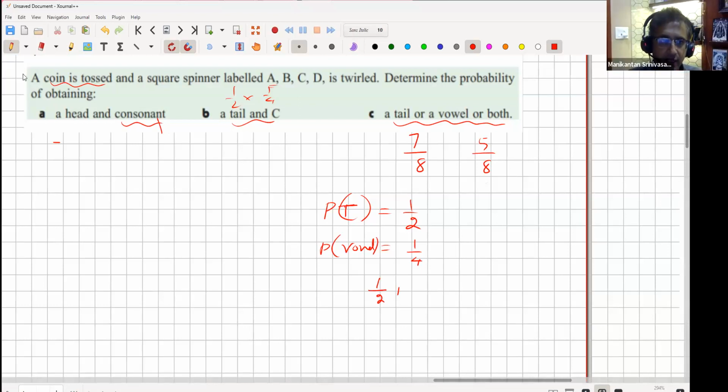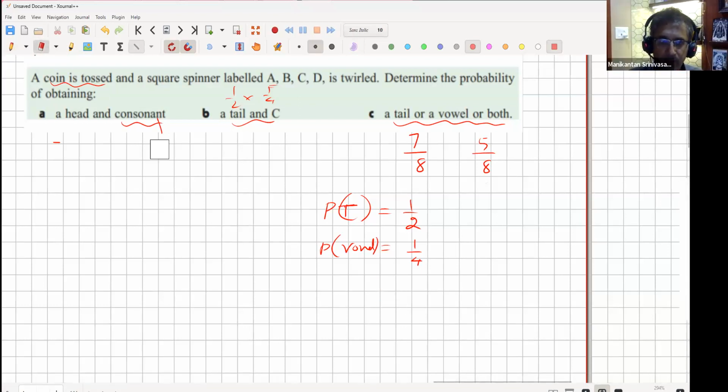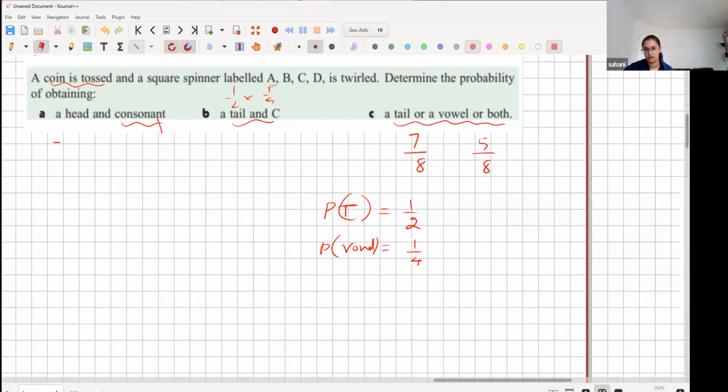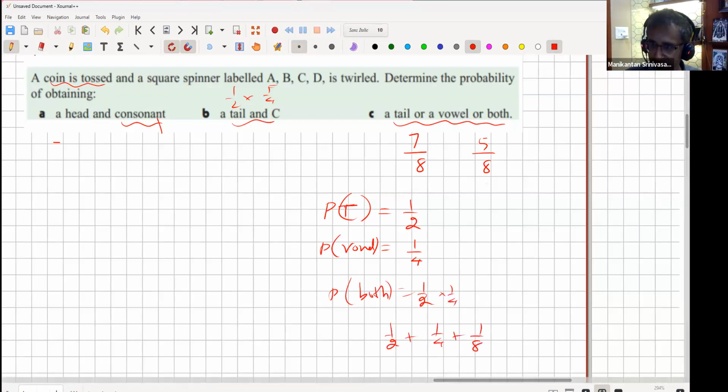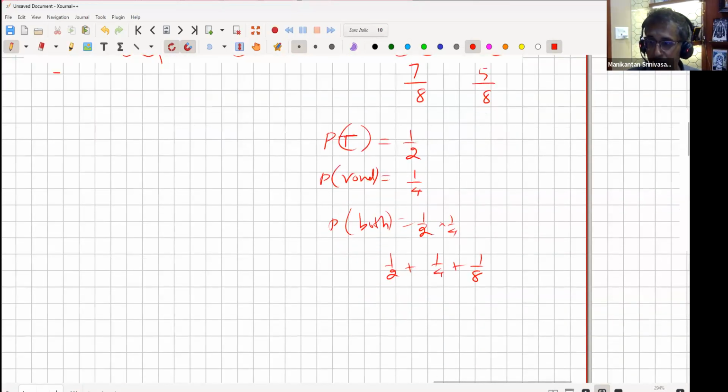Oh, okay, I see. So, and then you said probability of both. Probability of both is half into 1/4. Okay, and then you added up all of them, half plus 1/4 plus 1/8. Instead, as Navya was saying, you're supposed to subtract.